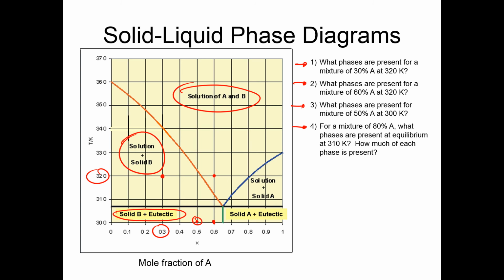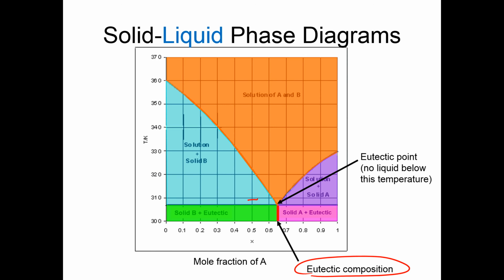And then for a mixture of 80% A, what phases are present at 310? Right here, and there are my phases, solution plus solid A. So there my solution is going to be 68% A, and the rest is going to be B, and then I'm also going to have solid A at that point. And then how much of each phase is present? Then I can just use the, let me go back here and get the phases here.